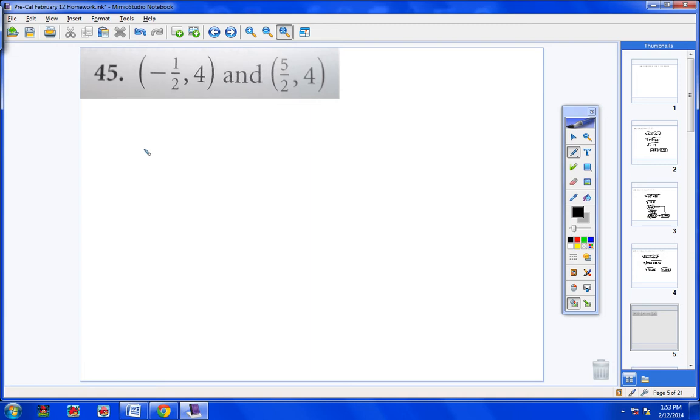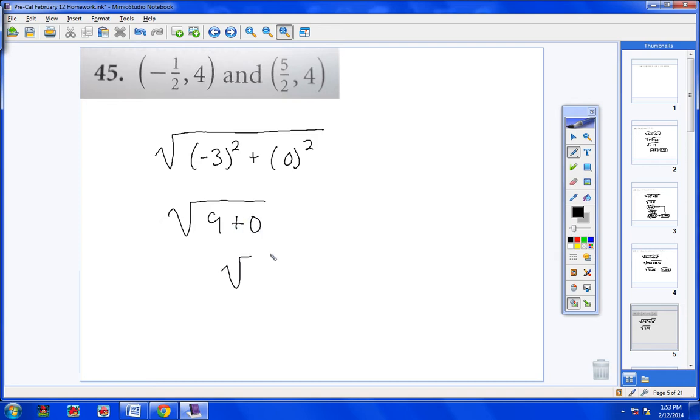And then number 45. Let's find the distance between those 2 points. Negative 1/2 minus 5 halves would give you a negative 3. Use a calculator if you need to on that. Negative 3 squared plus, and 4 minus 4 would be 0 squared. When you square a negative 3, you get 9. When you square a 0, you get 0. 9 plus 0 is 9. And the square root of 9 would be 3. So the distance between these 2 points here would be 3.